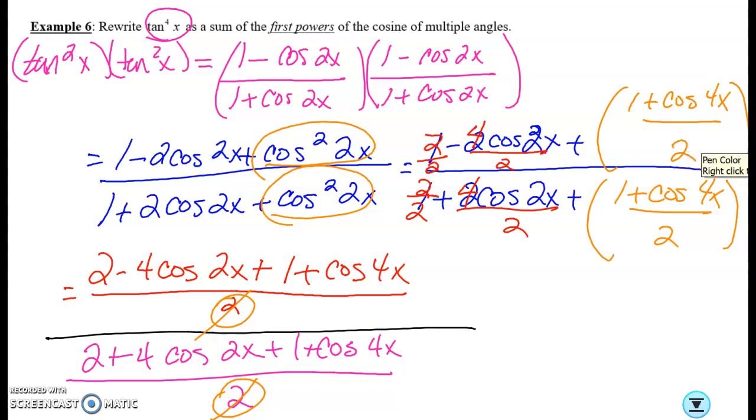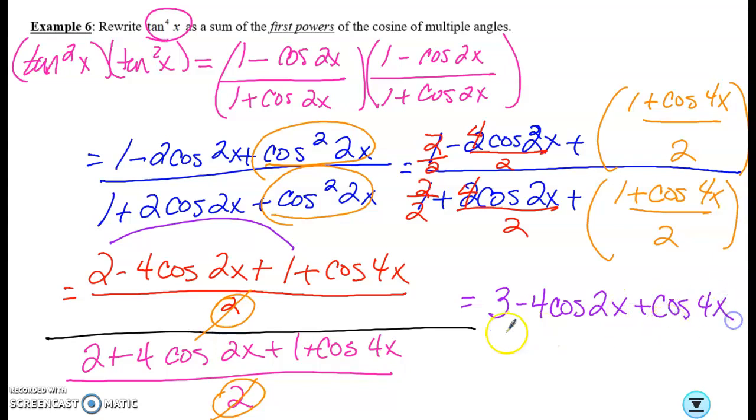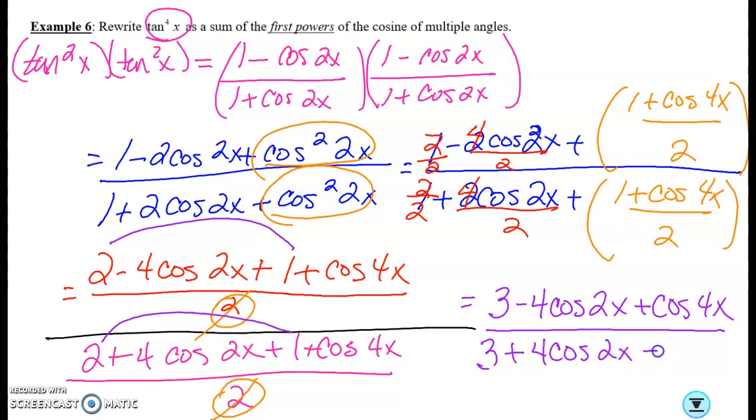So let's take a look at what we have now on top. These 2 can combine, and we have 3 minus 4 cosine of 2x plus the cosine of 4x. And on the bottom, these 2 can add up and get 3 plus the 4 cosine of 2x plus the cosine of 4x. And that's really all you can do with this problem. So you're done.